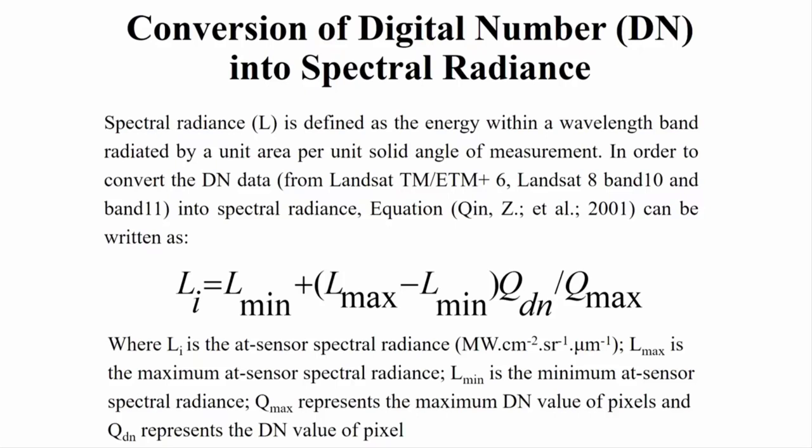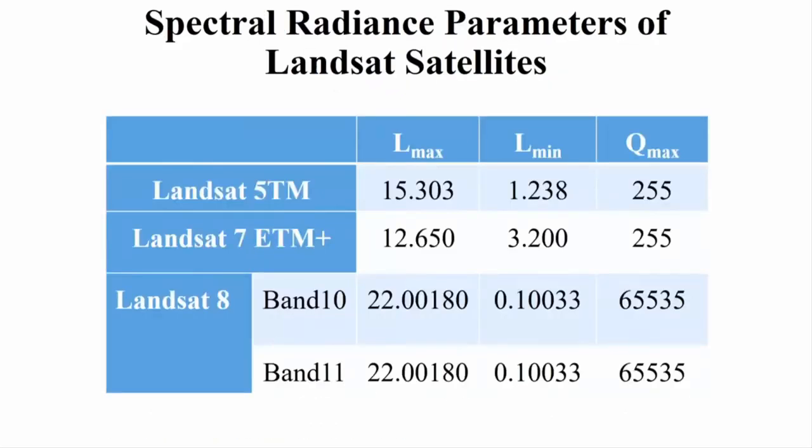Now Lmin and Lmax can be obtained from the metadata or from the space agencies, which keep updating the minimum and maximum values, and Qmax could also be obtained from the metadata. So these are the Lmax and Lmin values for Landsat 5, Landsat 7 and Landsat 8. Here you can see that for different sensors these values are different, and Qmax, which I mentioned relates to the radiometric property, is also very high, particularly in the case of Landsat 8.